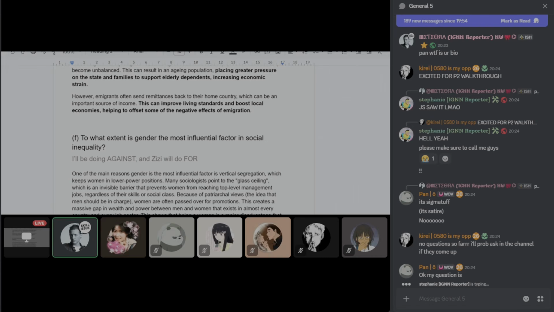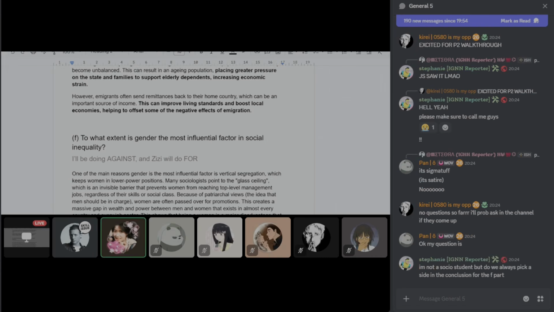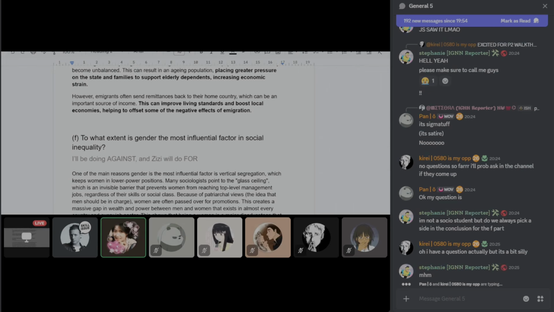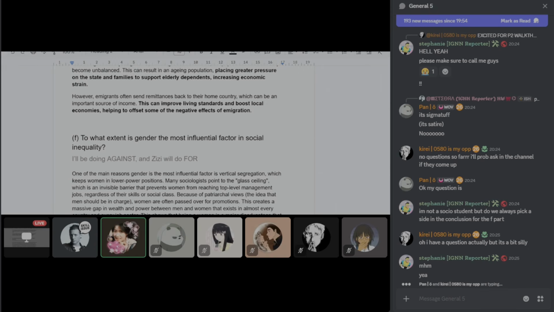My question is, do you always pick a side in the conclusion? Yes. Personally, I think it's better because in candidate responses, I never really see candidates being neutral, and it's always best to pick a side because the question asks to what extent is gender the most influential factor in social inequality. So they want you to see whether it is or it is not. So, yes.